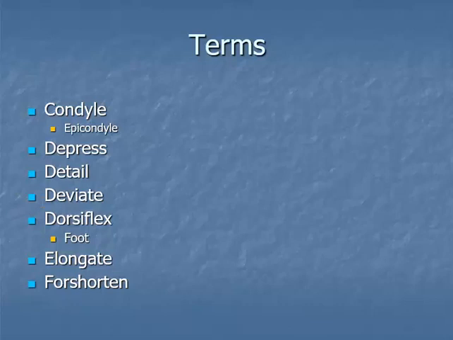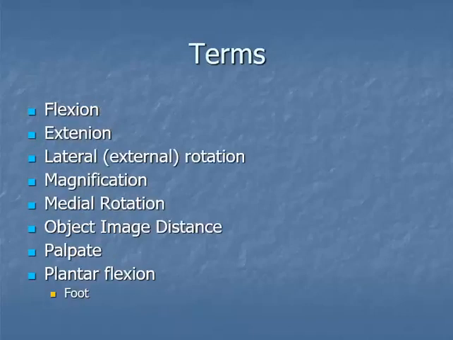Dorsiflex is specific to the foot, as opposed to plantar flex, which would be the opposite of dorsiflex, where dorsiflexion is pulling the toes back towards the shin. Plantar flexion would be pointing the toes. Elongation and foreshortening are opposites. Elongation means that the anatomy or the structure looks longer than what it should, as opposed to foreshortening, it looks shorter. Flexion is a bending of a joint, whereas extension is just that. It's a straightening of a joint. It's the extension of a joint.